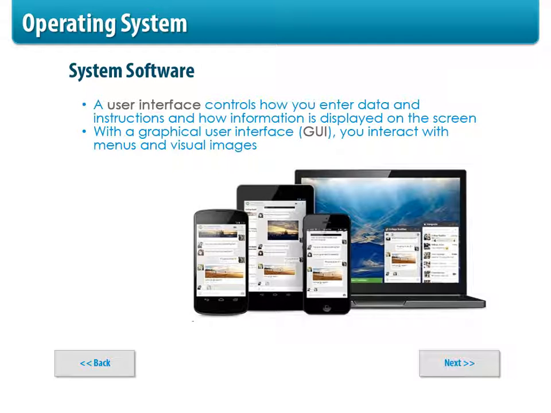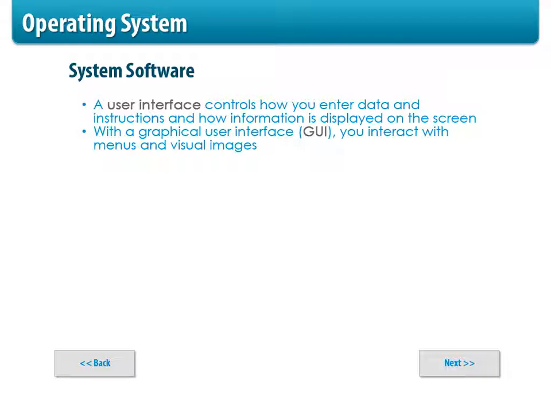Before we break down and look at some OSs, we still have to have some terminology. There's user interface controls. Basically, it's the click screen. It's the instructions on how the information is displayed. We use a graphical user interface, which is GUI.